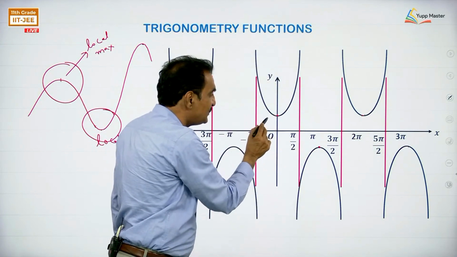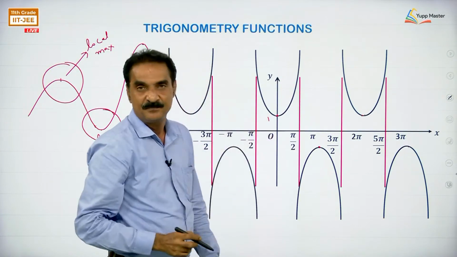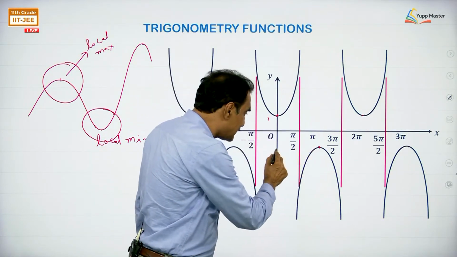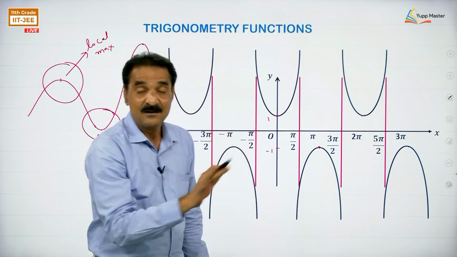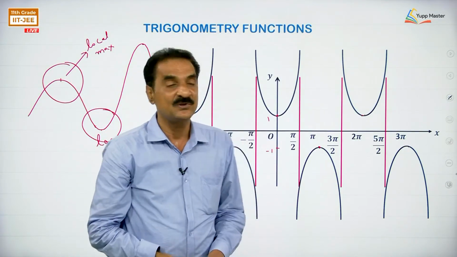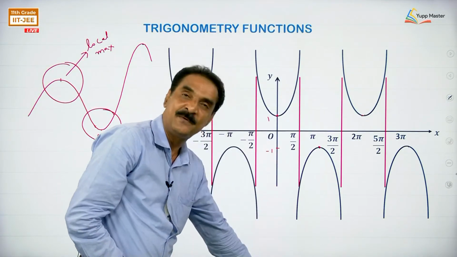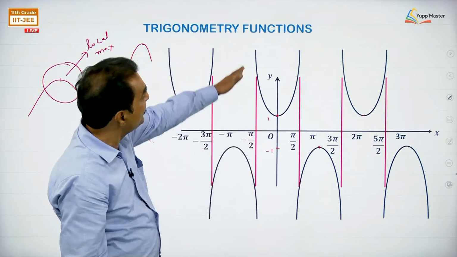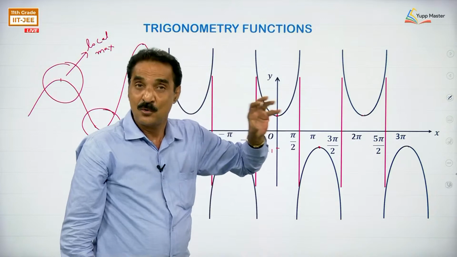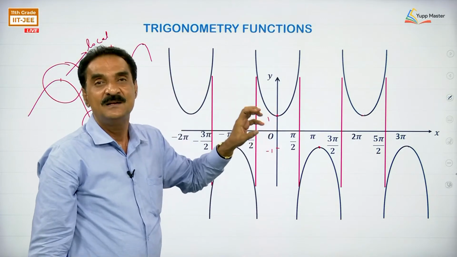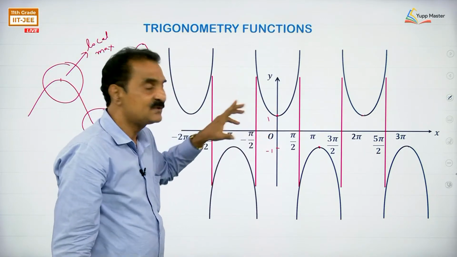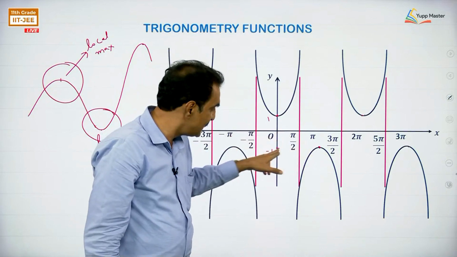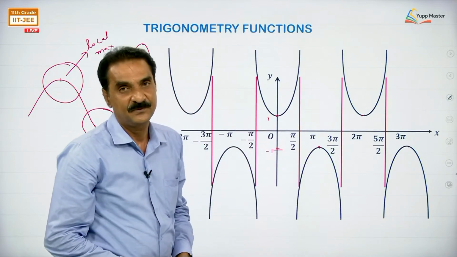What is the minimum value of secant x? This is 1. Maximum value of secant x is minus 1, but they are not the actual minimum and maximum values, because secant x has no minimum value, no least value. It can vary up to minus infinity, it can vary up to infinity. So, there are no actual maxima and minima for secant x. So, 1 is called local minimum, minus 1 is called local maximum. Okay.